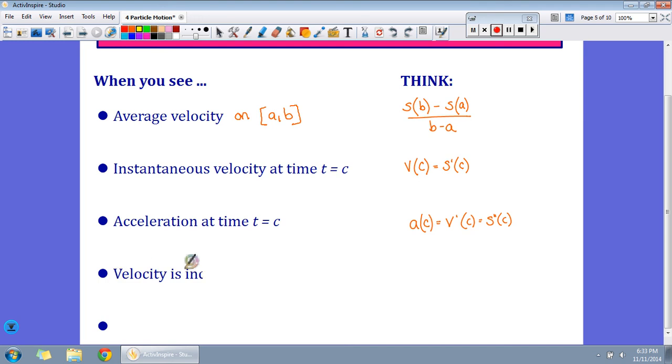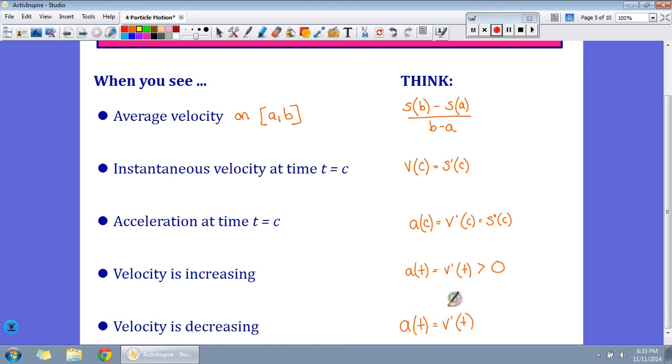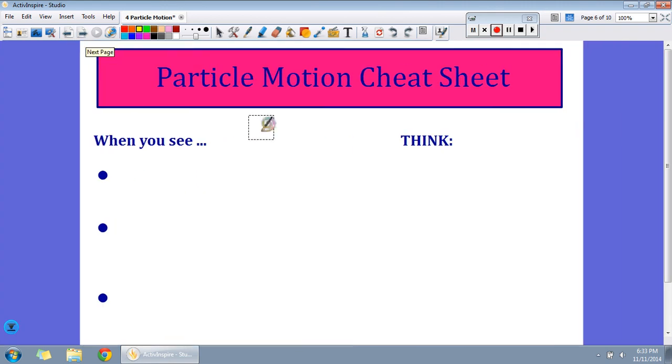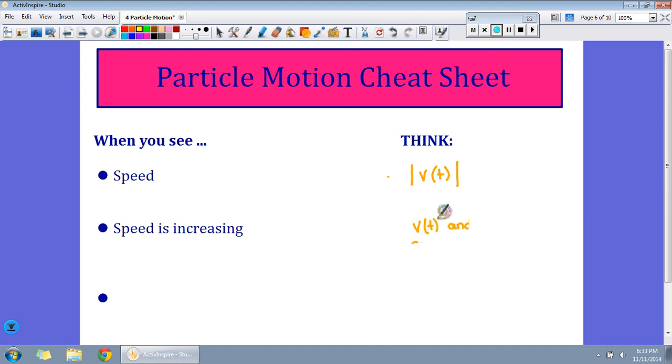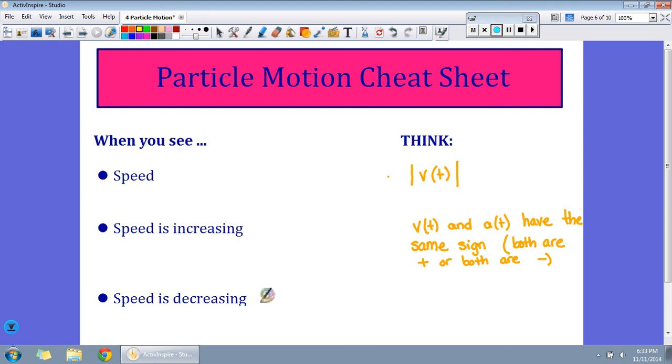If you're looking where velocity is increasing, you want to know where the acceleration is positive, and if you're looking at where the velocity is decreasing, we want to know where the slope of velocity, or where acceleration, is negative. If you're looking for speed, you should think the absolute value of velocity. If you're looking for where speed is increasing, you need to compare v of t and a of t. If v of t and a of t have the same sign, like both are positive or both are negative, then speed is increasing. However, speed is going to be decreasing if v of t and a of t have opposite signs.